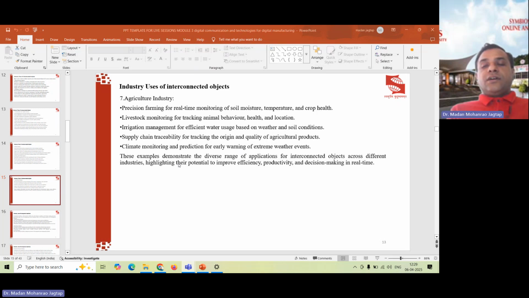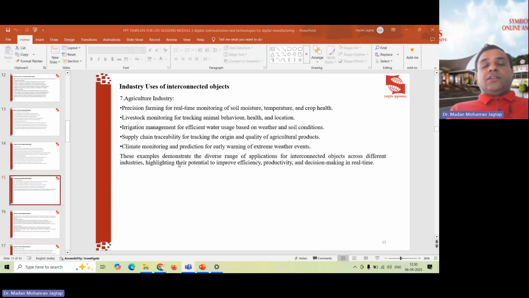We can spot a particular location where the agriculture product is. It's a previous step, it's a next step, and through which steps it comes to the market. We can track those things. That is supply chain traceability.